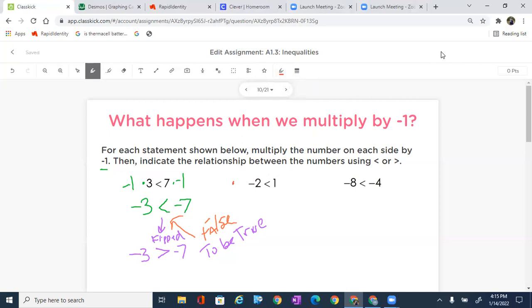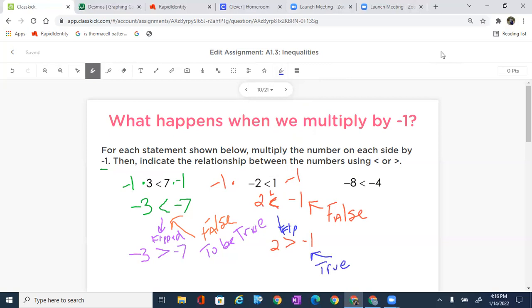Let's multiply by negative 1 here, and negative 1 over here. So negative 1 times negative 2 is a positive 2, and 1 times negative 1 is negative 1. If we follow it, we say 2 is less than negative 1. Guess what? This is now false. We know that 2 is not less than negative 1. It's greater than. So 2 is greater than negative 1. Guess what had to happen? We had to flip to make a true statement.